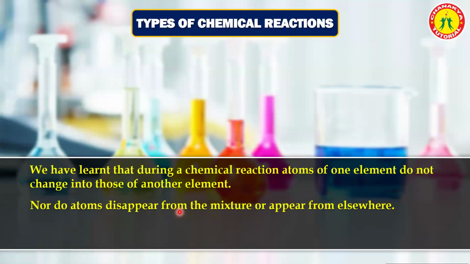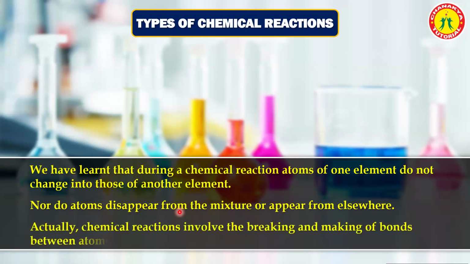Nor do they disappear. For example, if there is oxygen on the left hand side, then there has to be some oxygen atom on the right hand side. We cannot avoid oxygen. So what actually happens during chemical reactions? Why is there release of gas? Why is there change of temperature if there is no change of mass? Actually, what happens during chemical reactions is the breaking and making of bonds between these atoms. The elements do not change, the atoms do not change, but there is change due to the breaking and making of bonds.